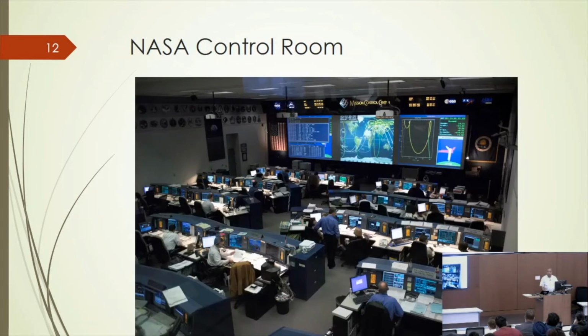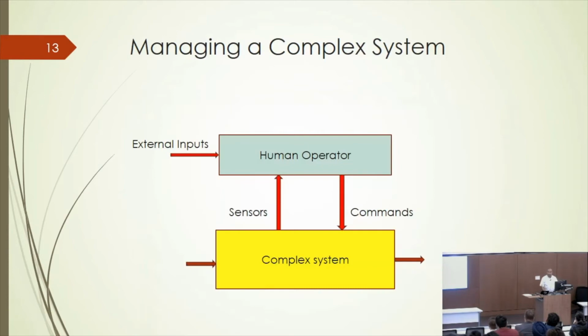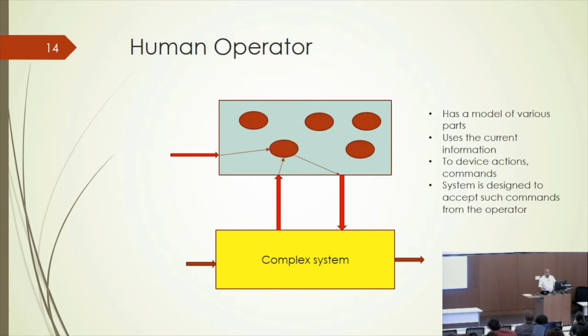Human operators come in. So this is the NASA control room. How many human operators are there? They are taking into account all kinds of things that the machine can't. So what's happening? I have a complex system and there is a human operator who is taking into account additional inputs compared to what's available from just the complex system.